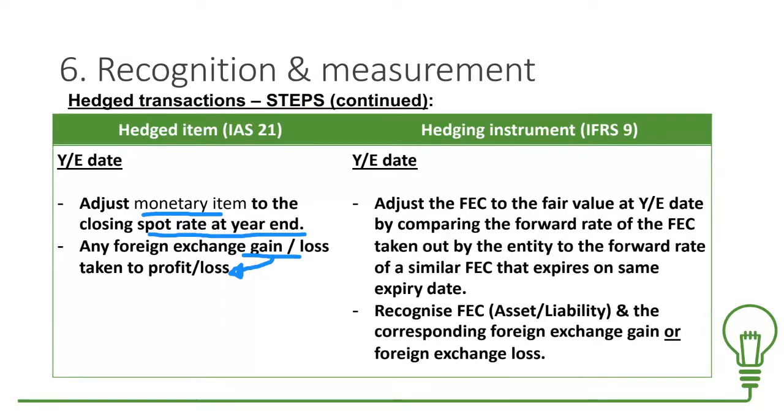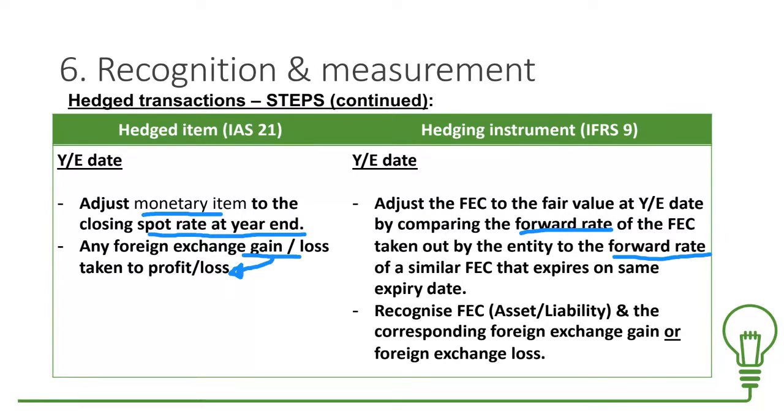So we want to look for a 6-month contract with the same amount and the same expiry date. Then the forward rate on that contract, with the same amount and the same expiry date, we must compare to the contract that we took out with the bank. Right? So we're comparing forward rate to forward rate. We're looking at the forward rate of our contract and the forward rate of a similar contract for the same amount and the same expiry date.